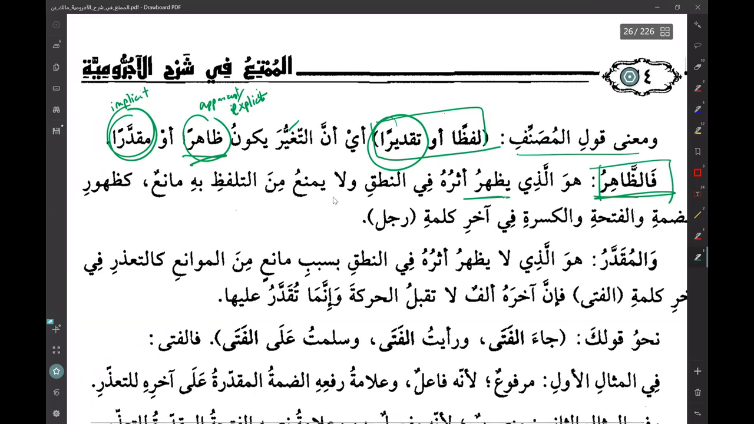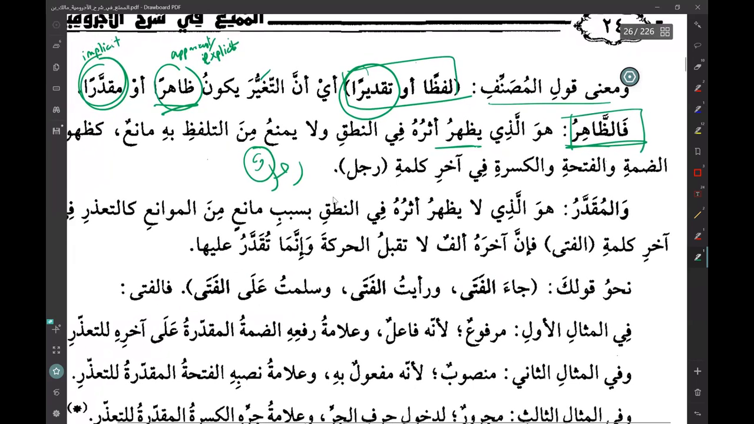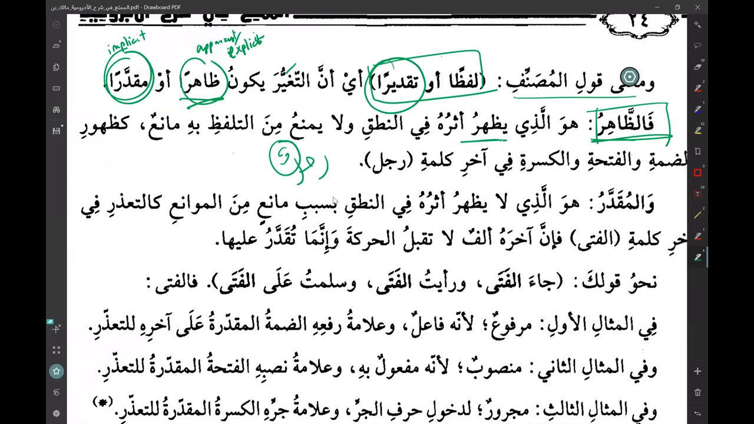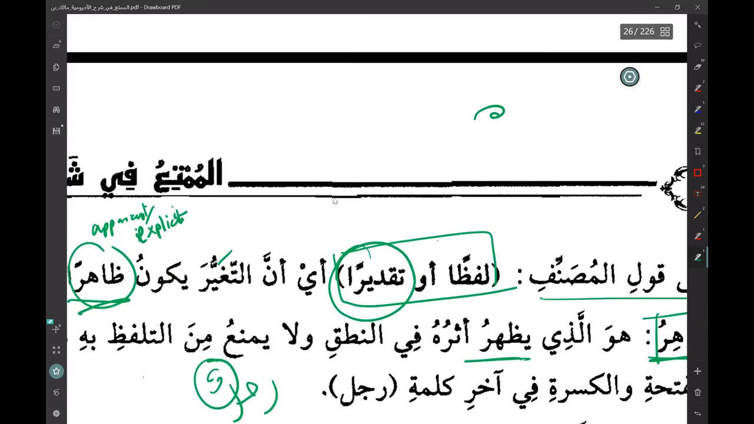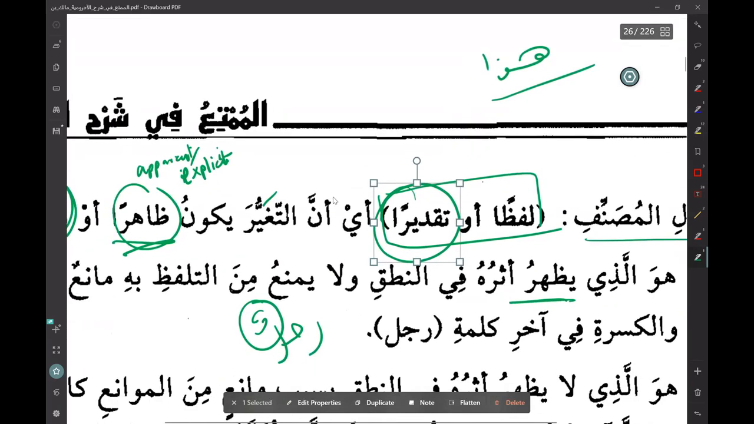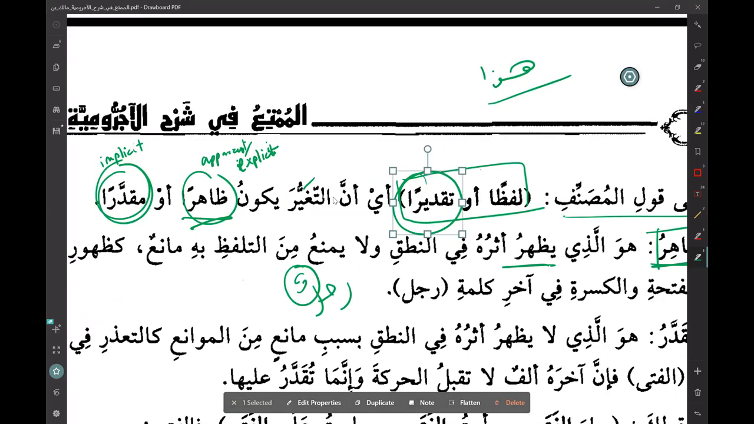Bottom line is, when you see these changes happening, you see rajul, rajulan, rajulin, that apparent is something that is zahir. But sometimes those changes you cannot see. This is the technical thing you have to know. This is not the same thing as the word hadha. Hadha is mabni, inshallah we'll study, and mabni means it's never going to change. But sometimes there's a word where changes are happening, but you cannot see.